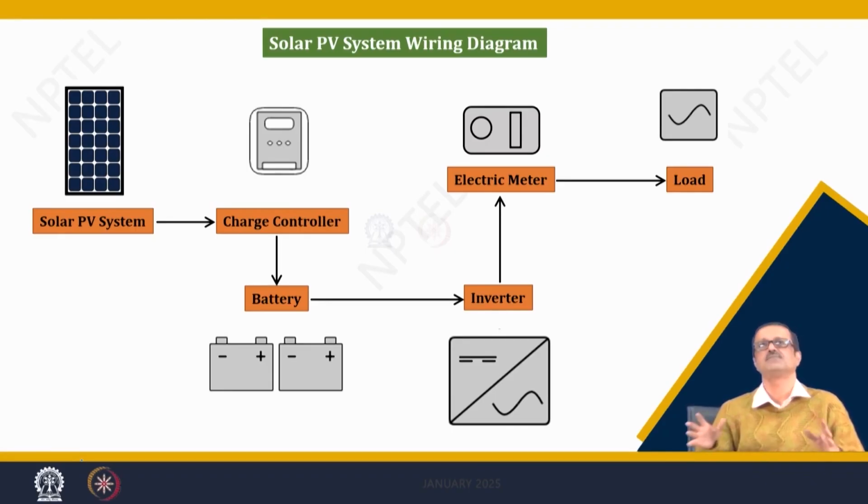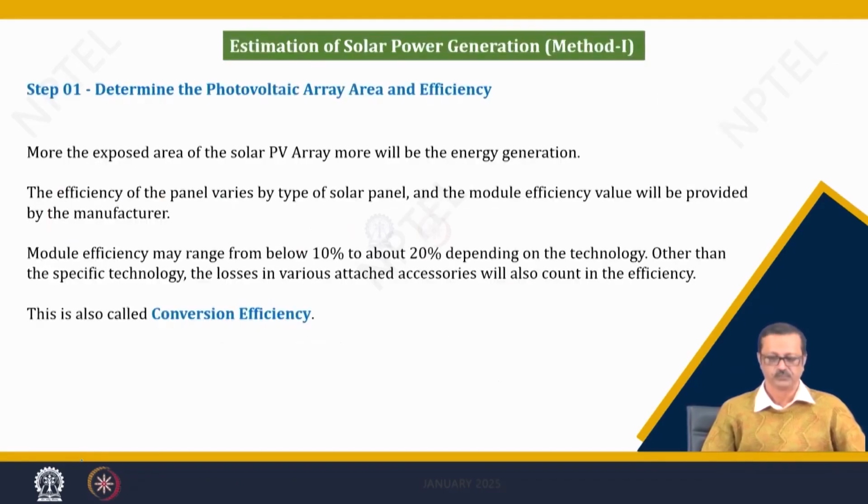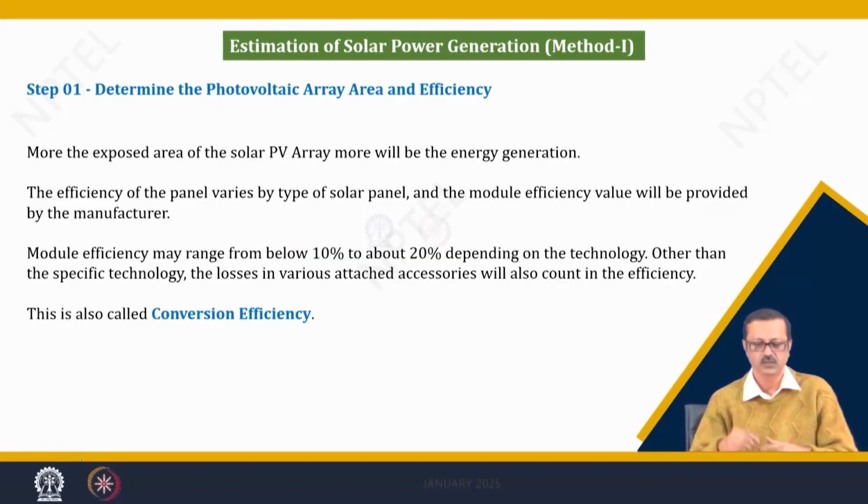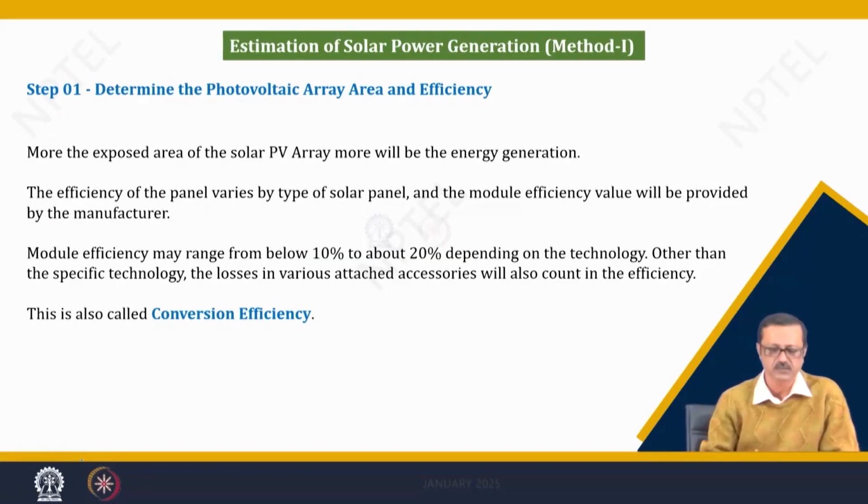So, if some portion of the building or some of the equipment in the building is AC and DC, then we can take that AC directly to the inverter, and otherwise it is going directly. Now let us see how to estimate the solar power. There are two methods. In this lecture we will discuss the first method, and in the next lecture, number 37, we will discuss the second method.